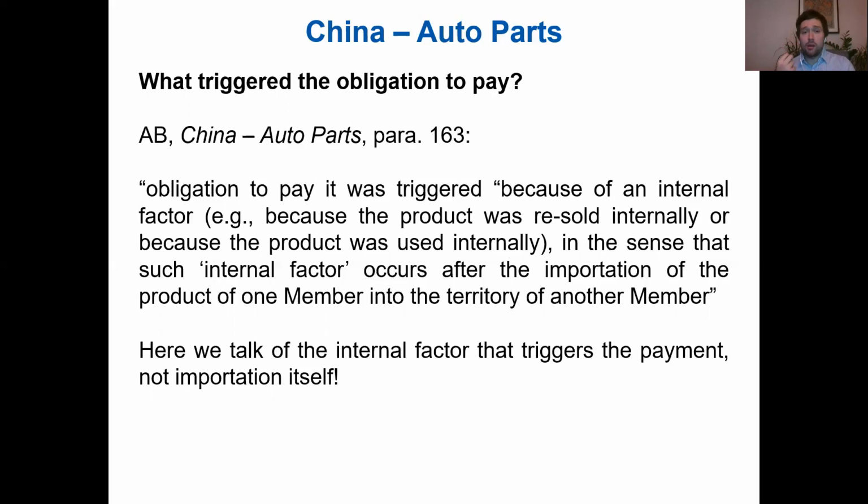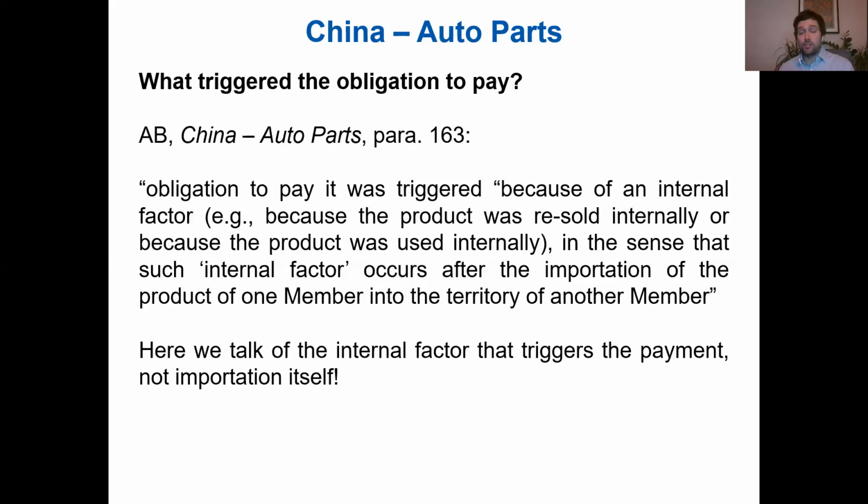What was the obligation to pay triggered by in this case? The obligation to pay was triggered because of an internal factor. That's what the Appellate Body says. Because the product was either further resold internally or because it was used internally for the assembly. So it's the assembly of the parts in the finished car that triggers the payment. It's not the fact of crossing the border. It's the domestic event of the assembly that actually initiates the payment, that triggers the payment.